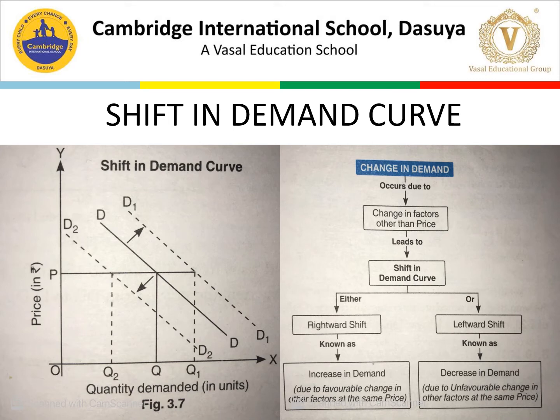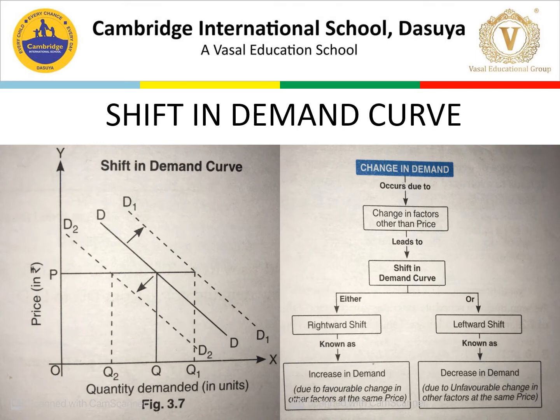So we call it that, which is towards the right hand side. You can see the curve is D1 D1. It will tell you the increase in demand, when at the same price people are demanding more of the goods. Because of other reasons people are buying more goods, due to favorable changes in other factors at the same price.